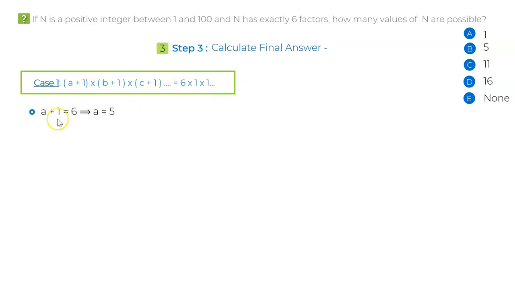If a plus 1 is equal to 6, then a will be 5. If b plus 1 is equal to 1, b will be 0. If c plus 1 is equal to 1, c will be equal to 0, and so on. So the rest of the powers will all be 0.